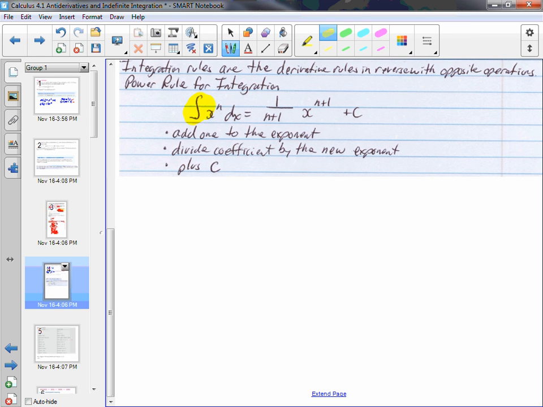The integral of x to some exponent n, dx, because for now, just the notation dx has got to be there. I can explain it better later. Equals 1 over n plus 1 times x to the n plus 1 plus c.